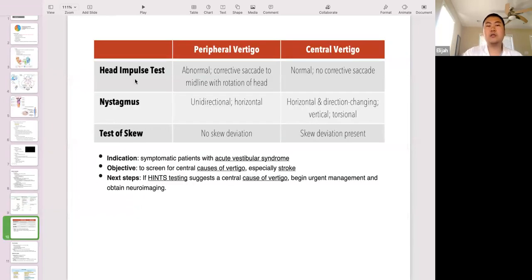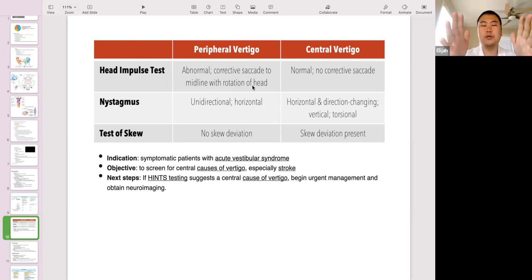And now I will talk about the very important physical examination, which is HINTS: head impulse test, nystagmus, and test of skew. We should bear in mind that it is only indicated in symptomatic patients with acute vestibular syndrome. So the head impulse test for peripheral vertigo is often abnormal. There's a corrective saccade to midline with rotation of the head.